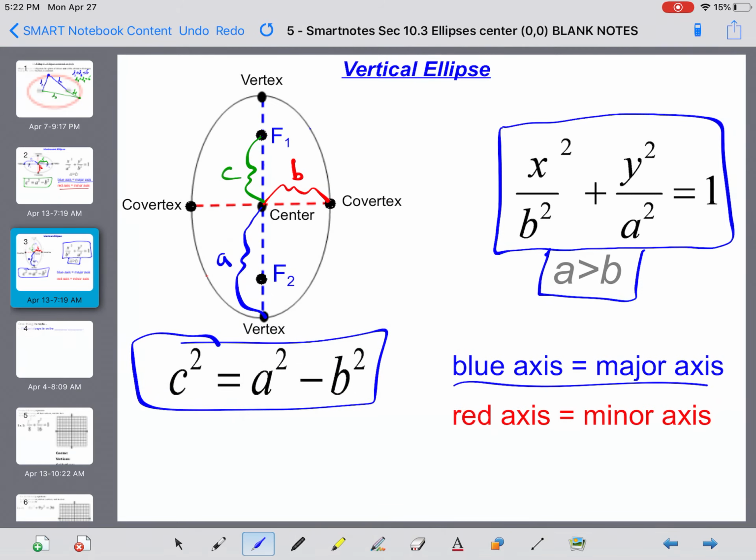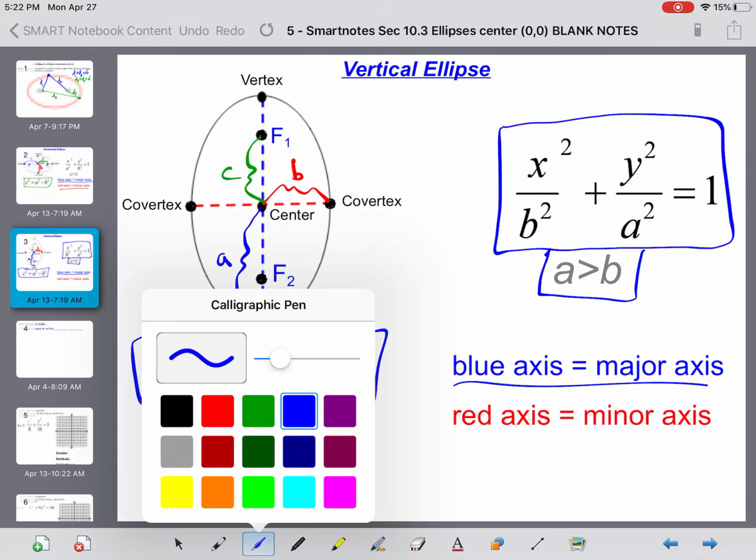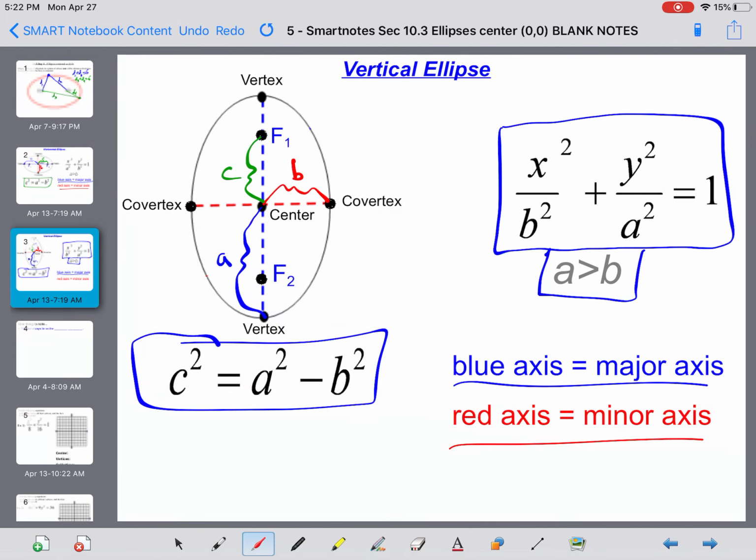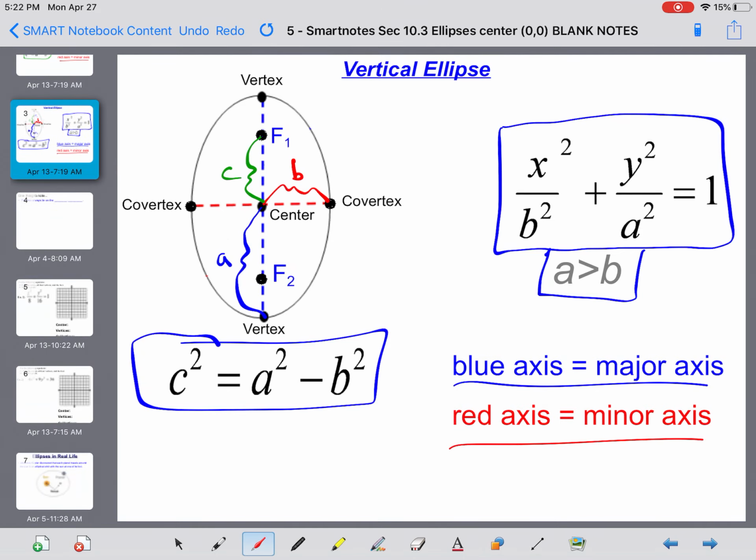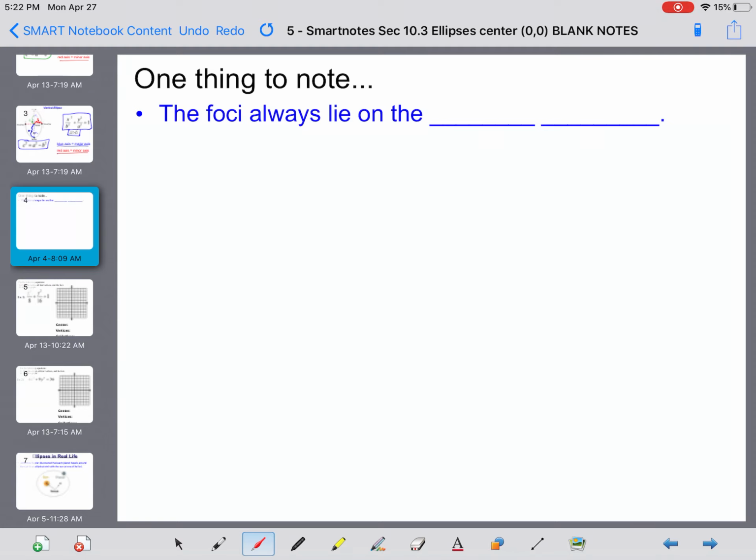Okay. The major axis now is up and down because it's longer, and the minor axis is left and right because it's smaller. And that's it. Okay. One other thing to keep in mind here, the foci. If you look back at the last two pictures, they always lie on the major axis. So horizontal ellipses are going to go left and right. Vertical ellipses are going to go up and down to get to the foci.